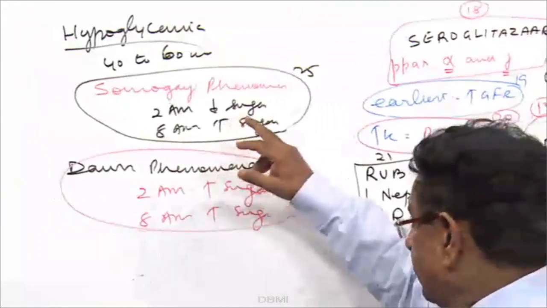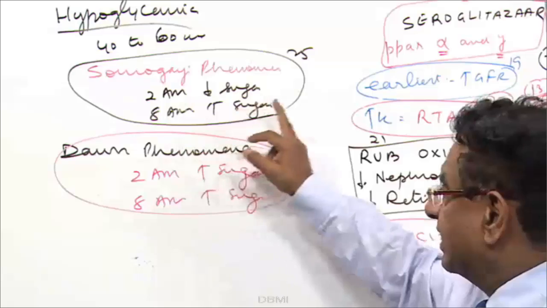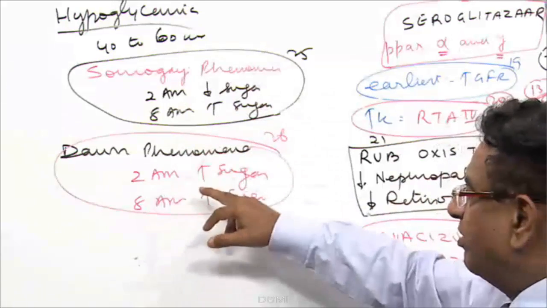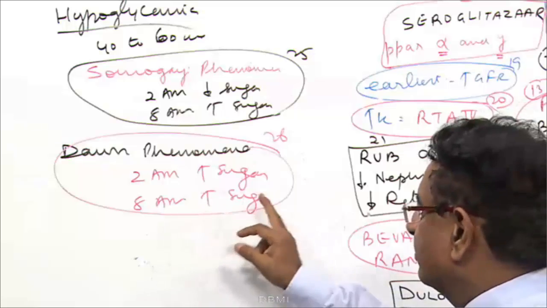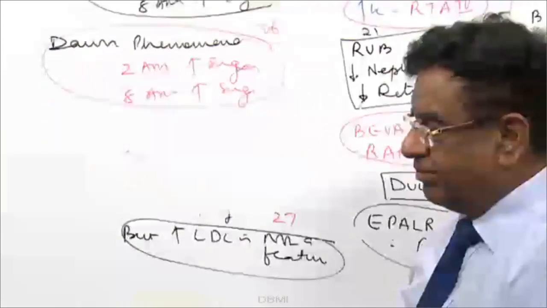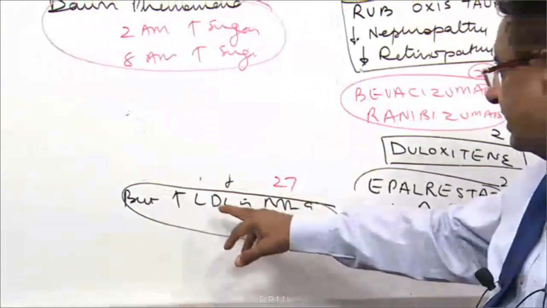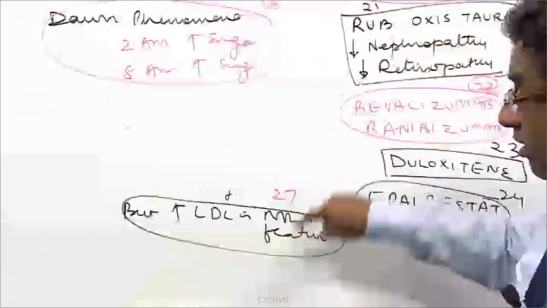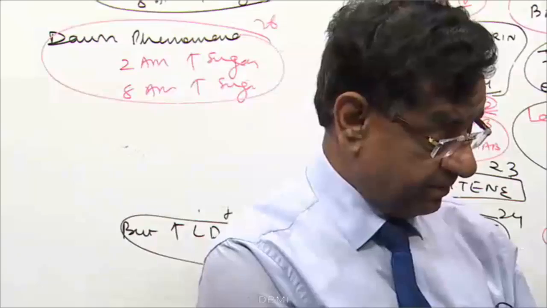Somogyi phenomena is 2 a.m. sugar reduced, but 8 a.m. sugar is high. Dawn phenomena, 2 a.m. sugar is increased, 8 a.m. sugar also increased. Box 26, and the last box 27. In metabolic syndrome or syndrome X, increased LDL is not a feature, not a feature.